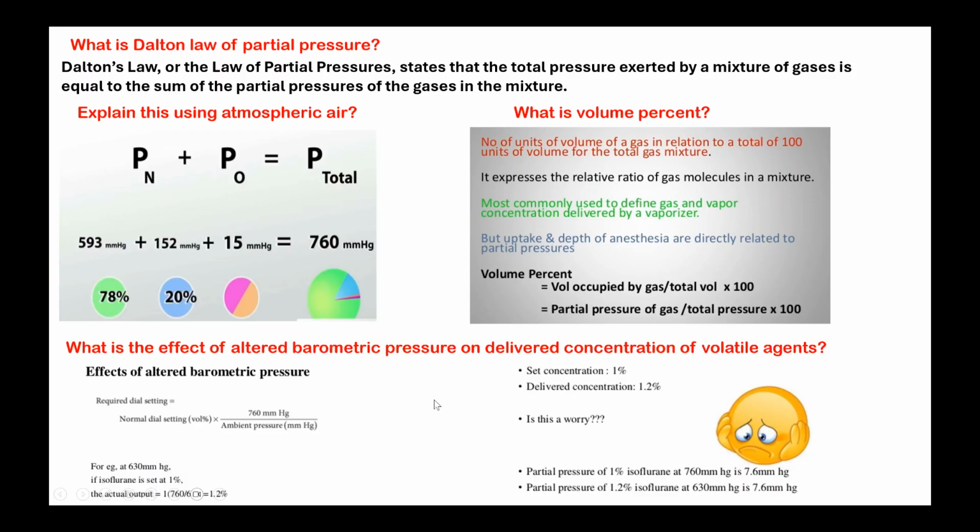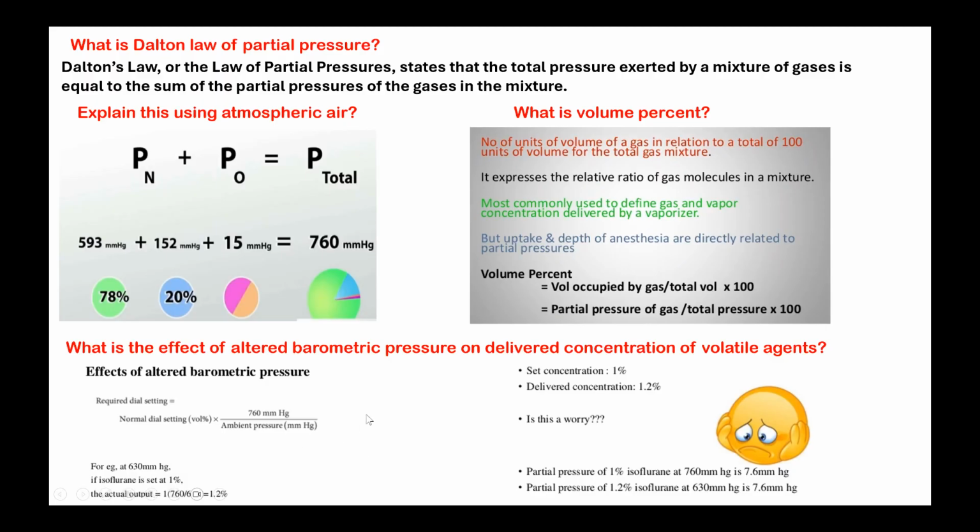So if there is an altered barometric pressure, for example, if you go to a hill station, at higher altitude, what will be the barometric pressure? Same or reduced? Reduced. Actually, at higher altitude, the barometric pressure, the atmospheric pressure, is reduced.